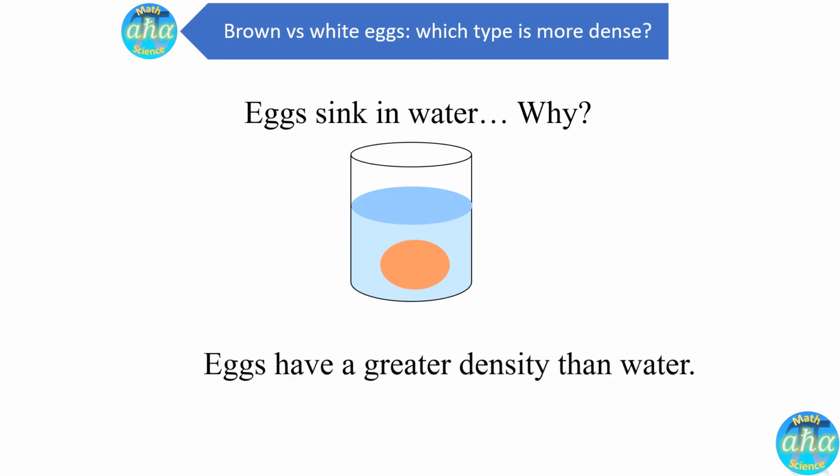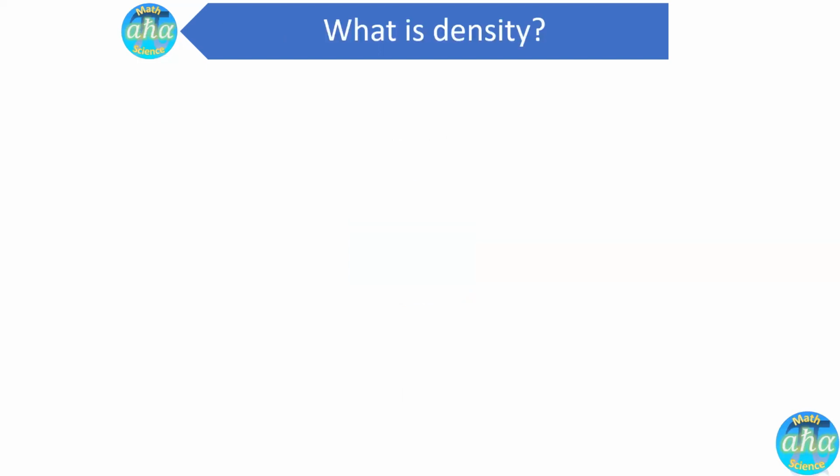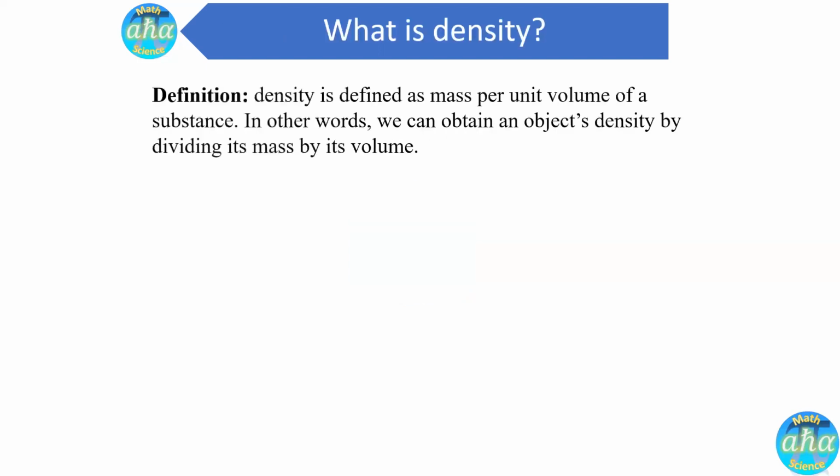Objects that have a larger density than water sink in water, and if they have a lower density than water, they usually float in water. So what is density? Density is defined as the mass per unit volume of a substance. In other words, we can obtain an object's density by dividing its mass by its volume.